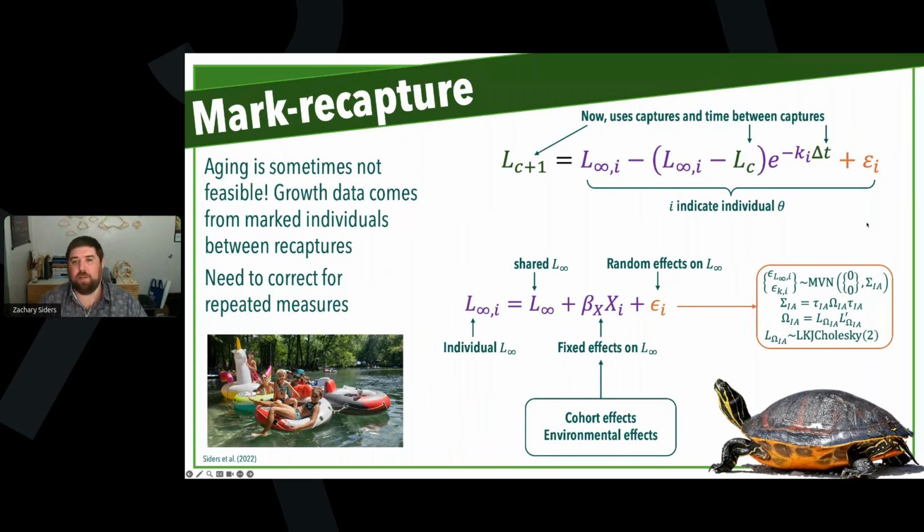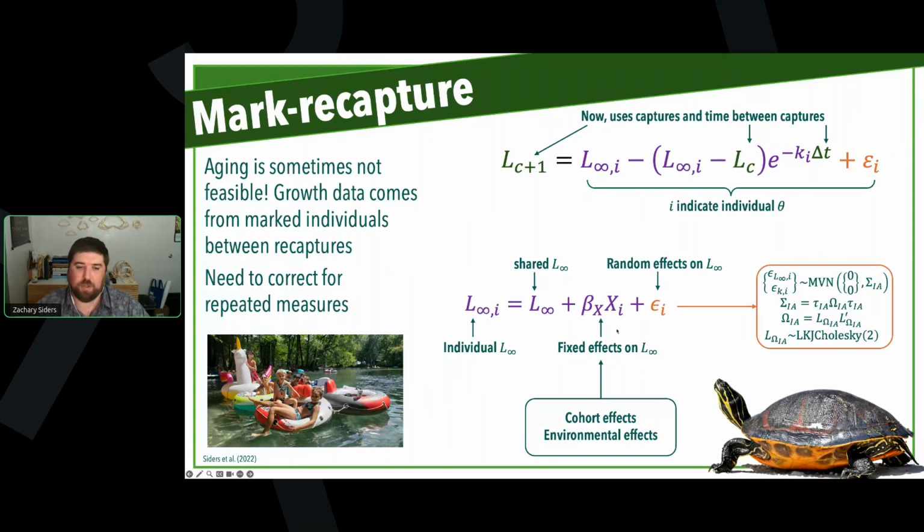And we can build that model out a little bit more by dealing with the repeated measures that we get from the mark recaptures. And we need to be able to do that because otherwise individuals that had tons and tons of marks would unduly weight the model in their direction. And so what we do is we build in individual random effects. In the case of the model, we can actually structure that individual L infinity or K outward, where we can have a shared intercept L infinity that's shared across individuals. We can include some fixed effects, and we can structure that however we want.